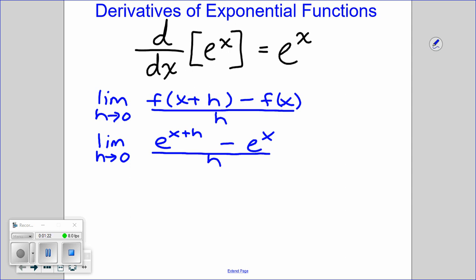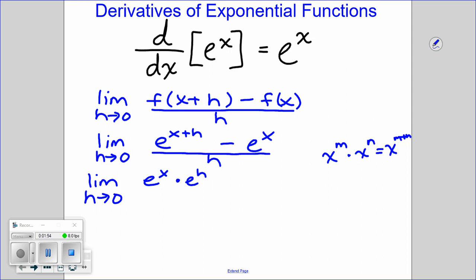Okay, now, in order to evaluate this limit, one thing that we can do is rewrite the e to the x plus h as e to the x times e to the h power. And this is just using properties of exponents. You usually learn it something like, if you're multiplying powers of the same base, you add your exponents. And so we're just starting with this and working backwards. Okay, so e to the x plus h can be rewritten as e to the x times e to the h.